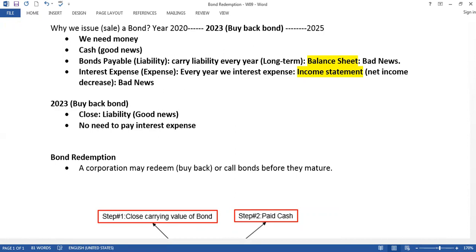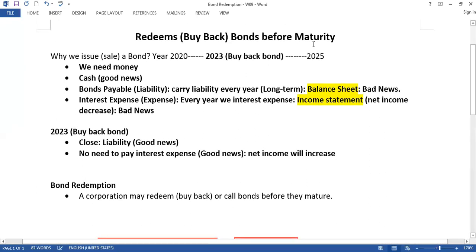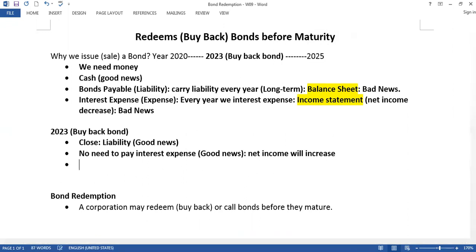Your good news is you are not going to continue your liability. And another good news is if you do not record interest expense, net income will increase, right? And we know that at the maturity date, we have to return back the face amount. But if you pay before the maturity date, you have to pay cash, right?